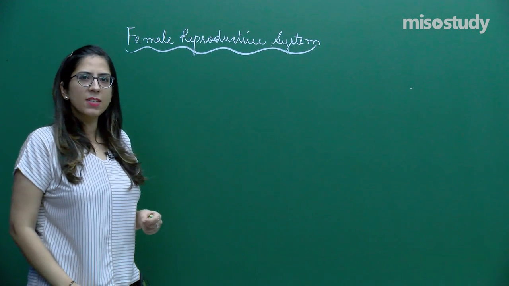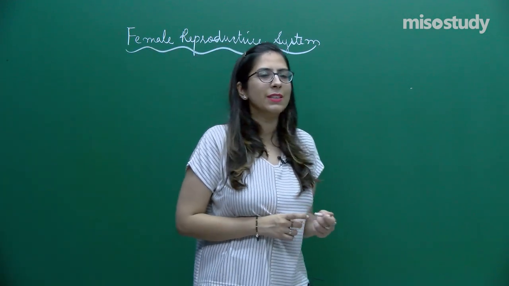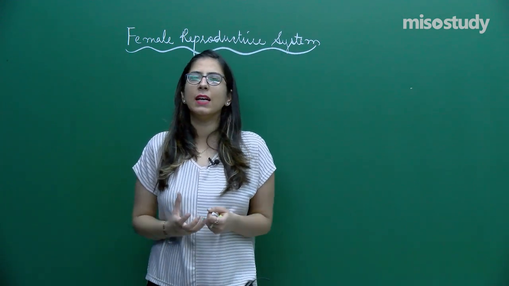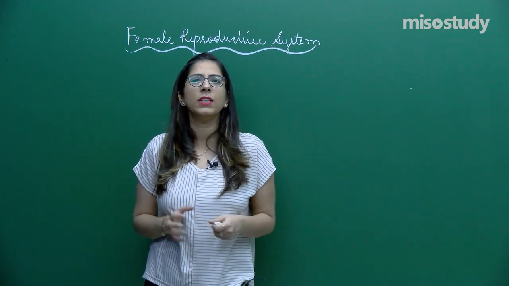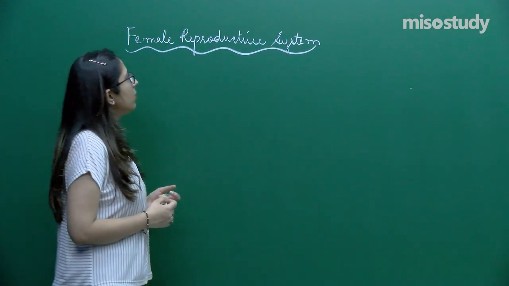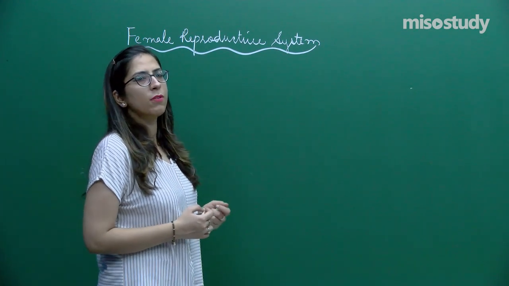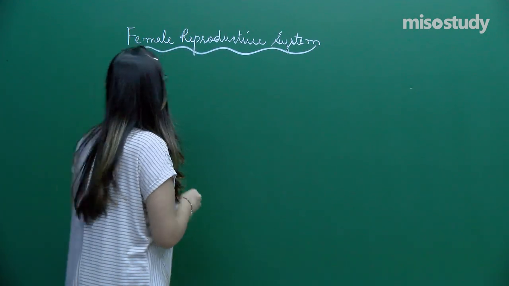In the just previous session, we have already discussed the male reproductive system. All the structures, the ducts, canals, we have already discussed. There are certain glands present over there, and each of these glands has its unique function. Similarly, the female reproductive system is composed of ovaries. The first major organ is the ovary.